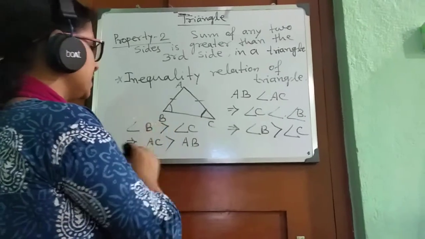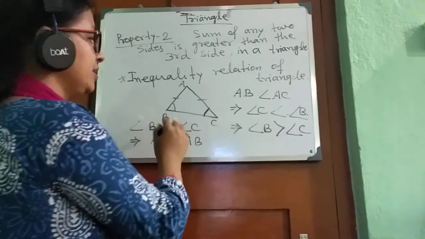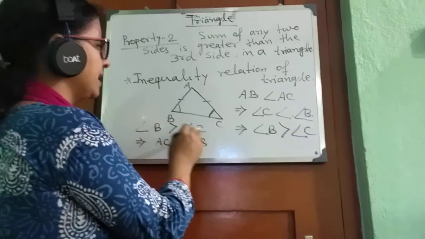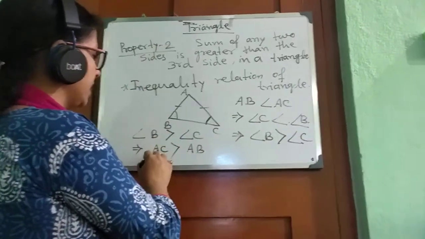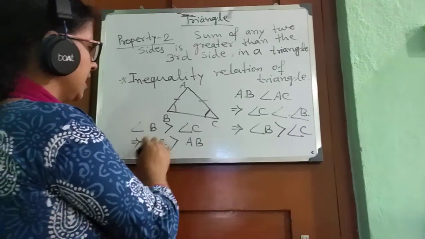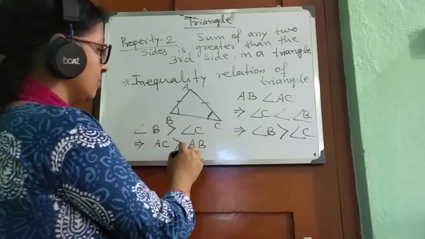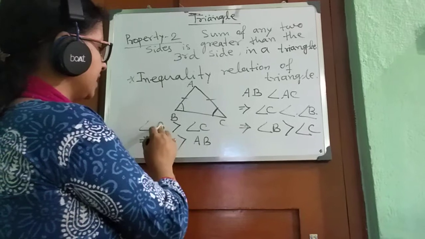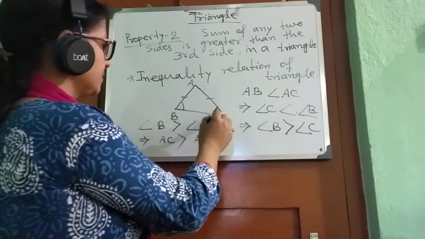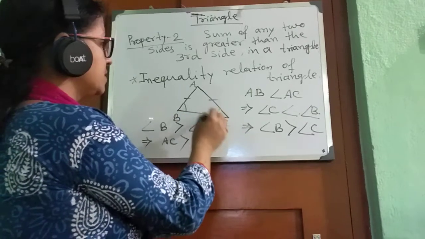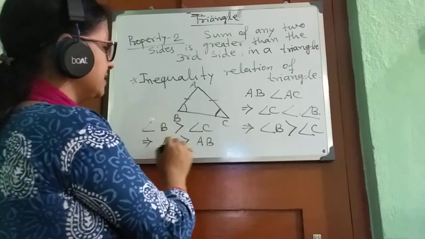Here also, conversely, if it is given that angle B is greater than angle C, then we can say its opposite side is greater and the other opposite side is smaller. That's why I have taken B, whose opposite side is AC, and the opposite side of C is AB. That's why I have written AC is greater than AB.